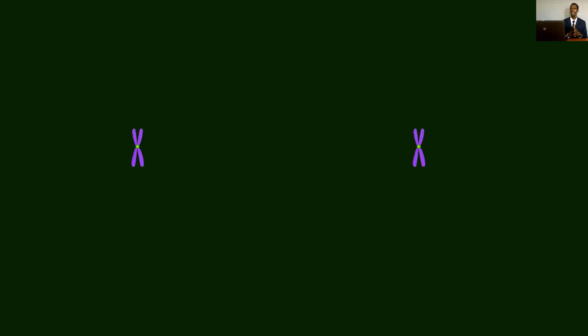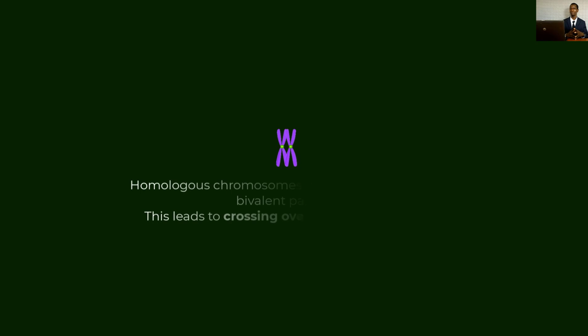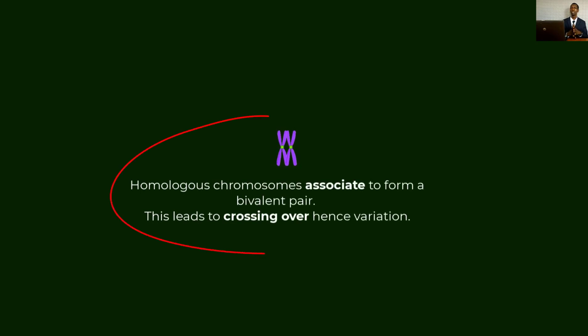There are some chromosomes which always appear to be together. They have the same size, shape, and structure. They are called homologous chromosomes. They always come into contact with one another to form a bivalent pair, especially during prophase 1 of meiosis. In that case, it leads to exchange of genetic material which causes variation among organisms.